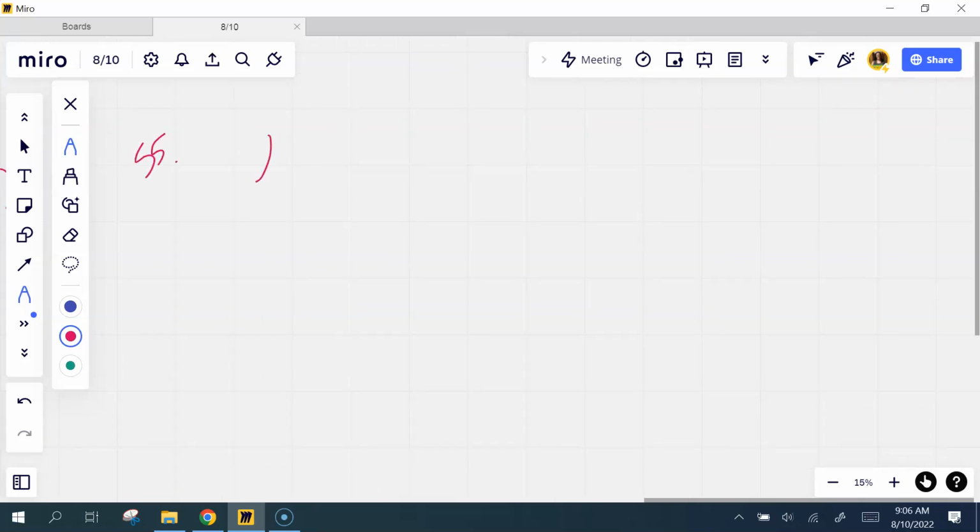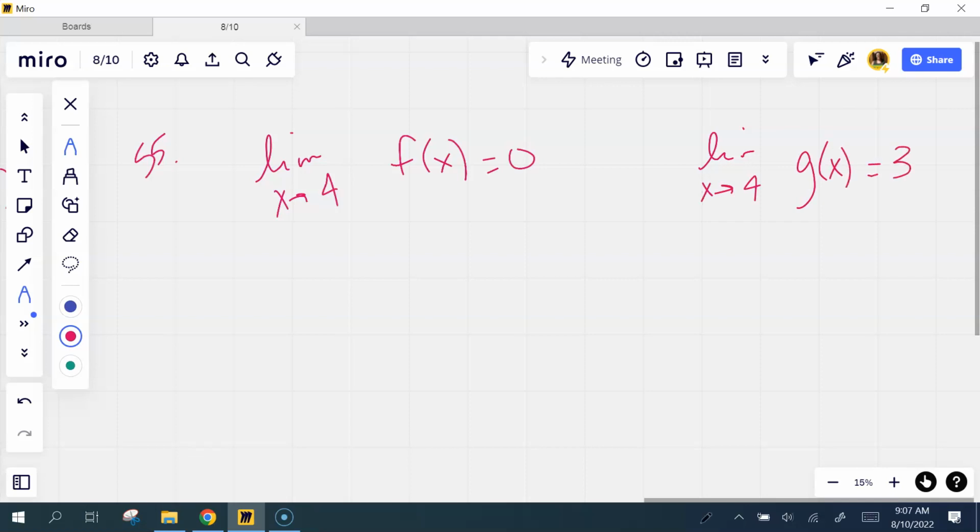Assume that the limit as x approaches 4 of f of x equals 0, and the limit as x approaches 4 of g of x equals 3. So part A says, what's the limit? This is just using those properties to try to get you familiar with what you can do and what you can't.